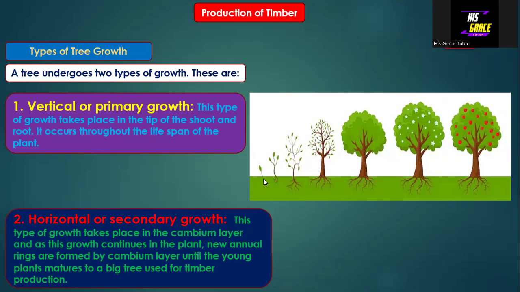If you look at its body here, you see that the body that we have here is different from this one. This one is different from this. This one is different from this, and also this one, which is the matured one, looks fatter than this one. Okay, so those are the two types of growth that a tree undergoes. It undergoes vertical growth and also horizontal growth. Let's move on to the next slide.